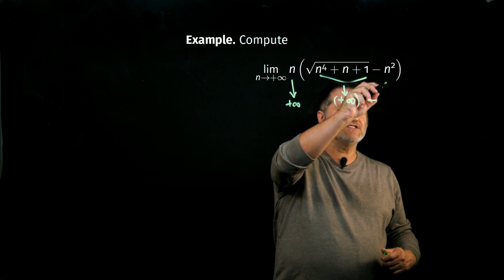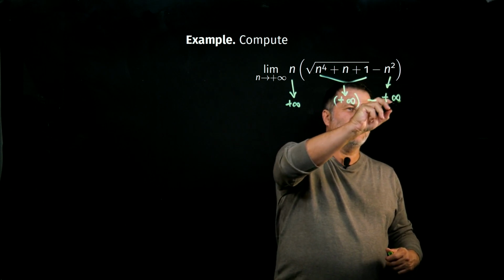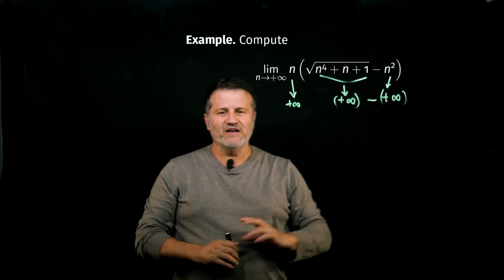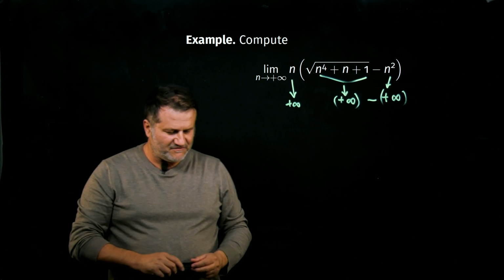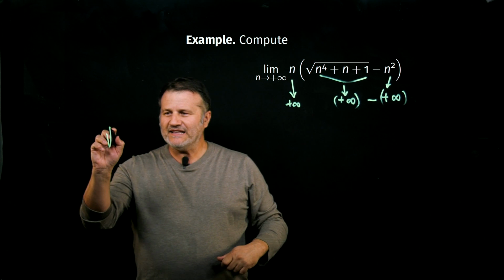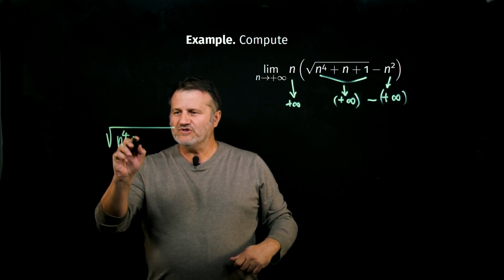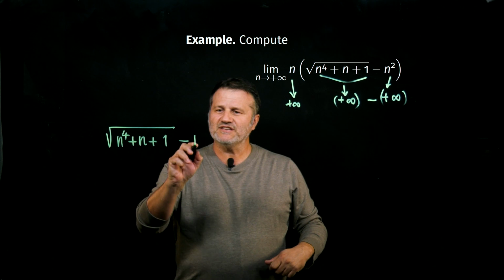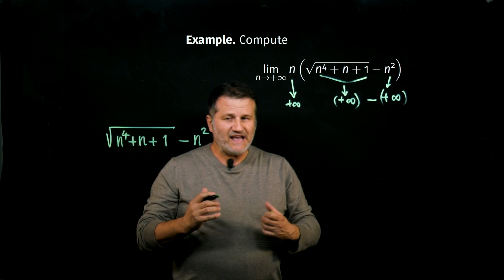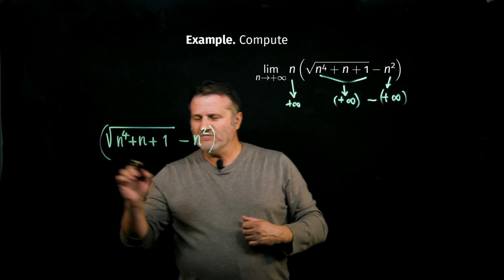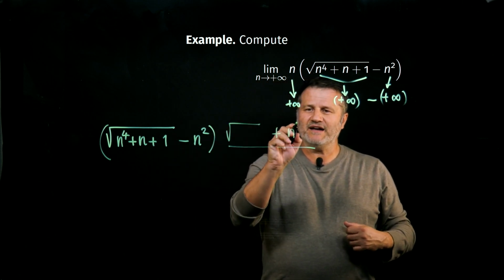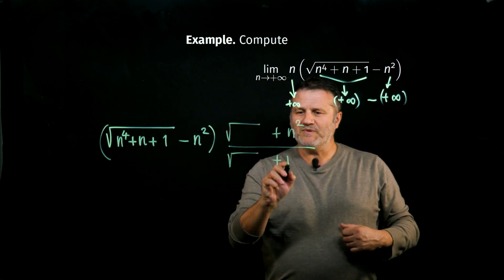Minus, here we have n squared that goes to plus infinity as well, and therefore, as you can see, in the parentheses we have an indeterminate form, plus infinity minus plus infinity. So, to understand what happens here, let's rewrite the expression, root of n fourth plus n plus 1 minus n squared. Now here we will use simply an algebraic trick, which is to multiply by the sum of these two terms, so the root plus n squared, and divide by the root plus n squared.